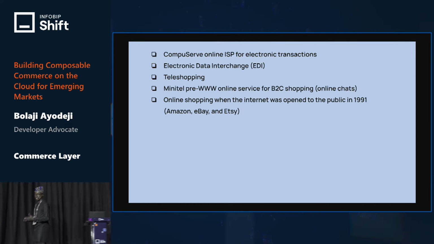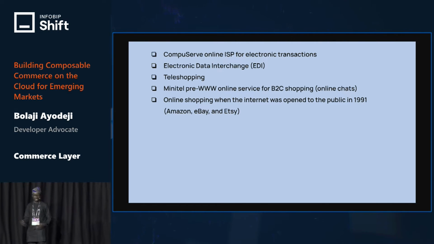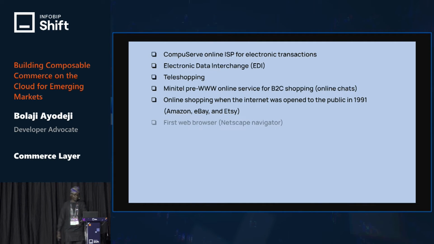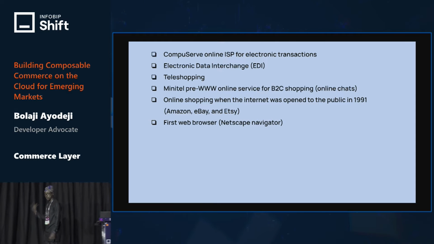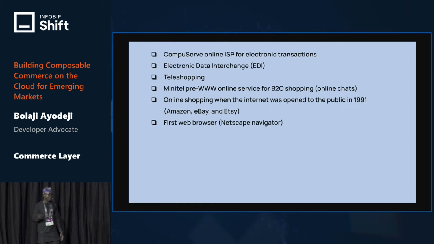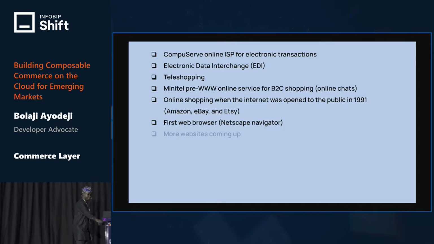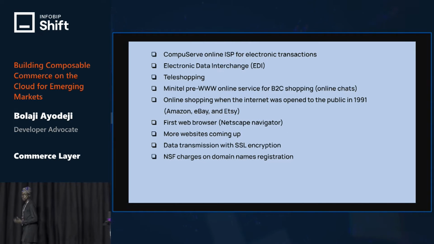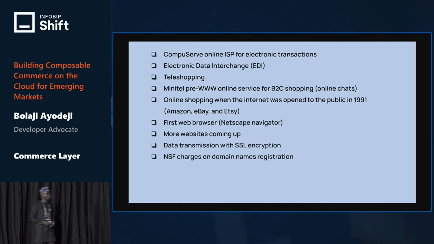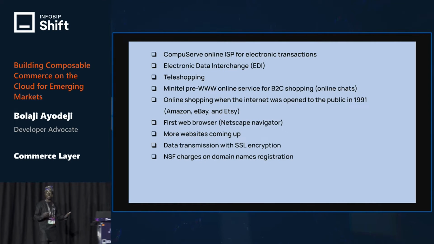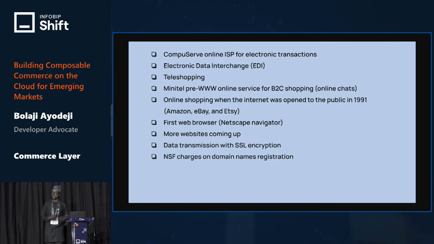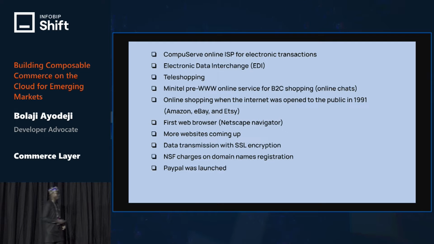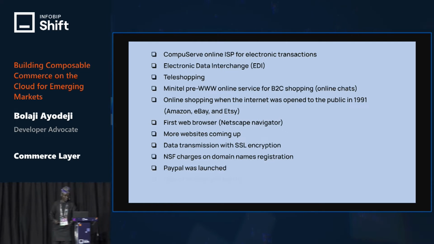And just after that, the WWW was introduced, and then we had Amazon and other shopping sites like eBay, Etsy, and the rest. Then we had the web browser, which was Netscape Navigator. We also began to have SSL, which meant more security for websites on the internet. After that, we started having domain names, and then the NSF was introduced to regulate how all of these things work. And then PayPal was launched, we had payments, and we had more cool stuff in the 20th century.